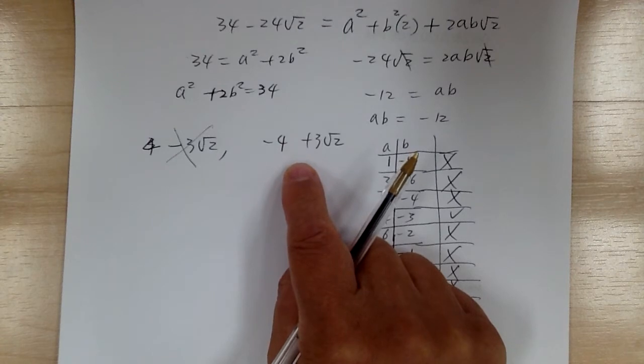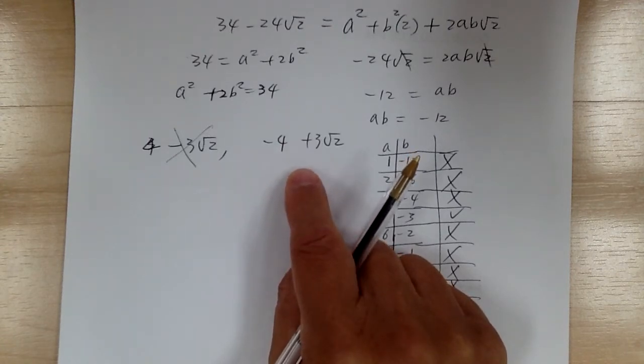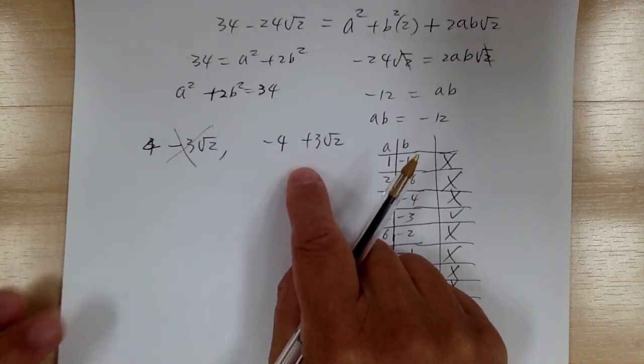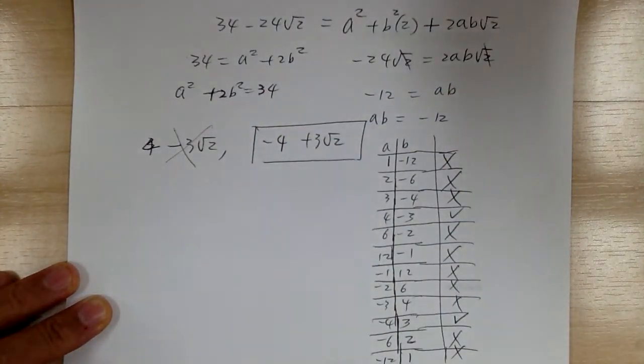So you can check. And again, double check. So the answer is this one here. So that's how you simplify.